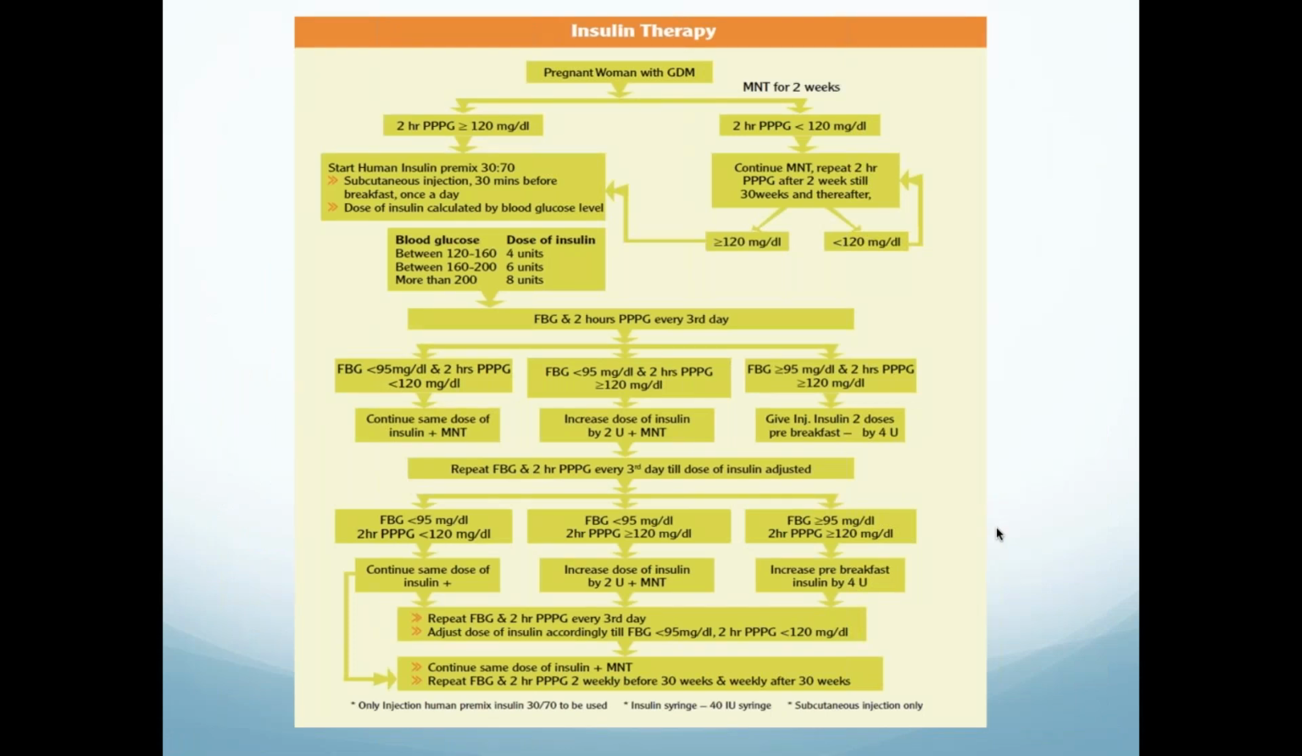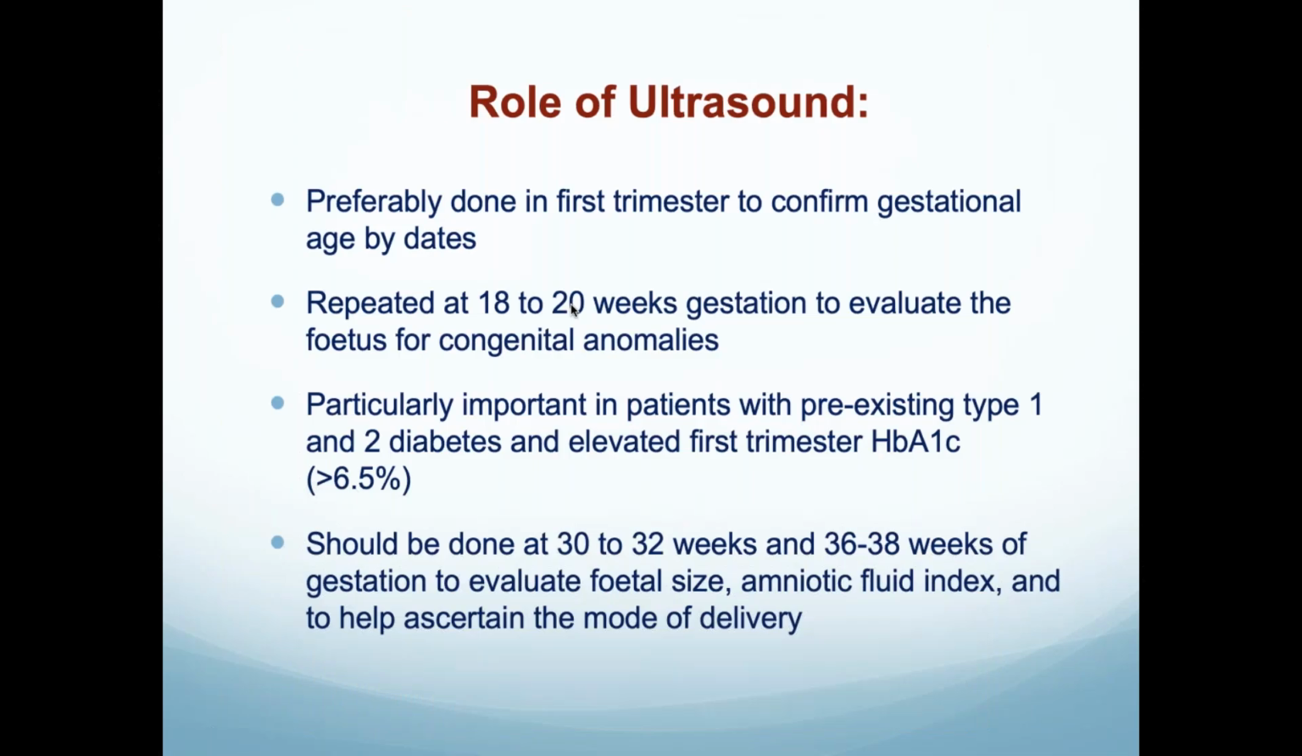This is a graph which we have for how to start insulin in GDM. If she is not controlled, we start with intermediate insulin. How do we start intermediate insulin? It is 30 to 70. This is how we decide the doses. But I think it's okay.